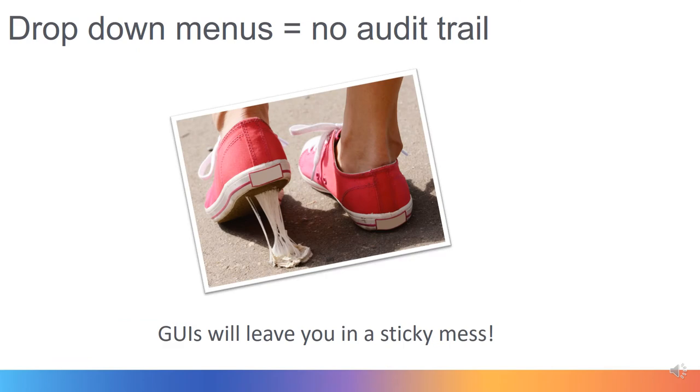The first piece of advice is don't use drop-down menus. I'll say it twice. Don't use drop-down menus. If you use drop-down menus, you'll have no audit trail. The audit trail is nothing more than a line of breadcrumbs that lead you back to where you started, and you won't have one if you use drop-down menus. Write out your data wrangling commands in syntax. Using GUIs, graphical user interfaces, will leave you in a sticky mess.